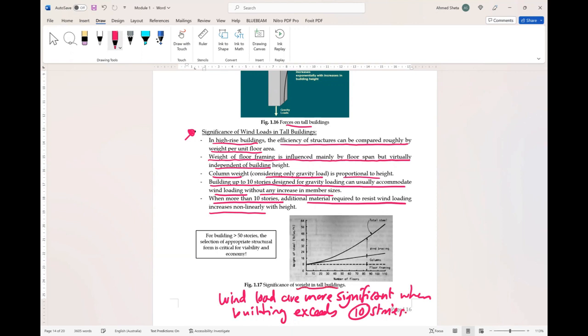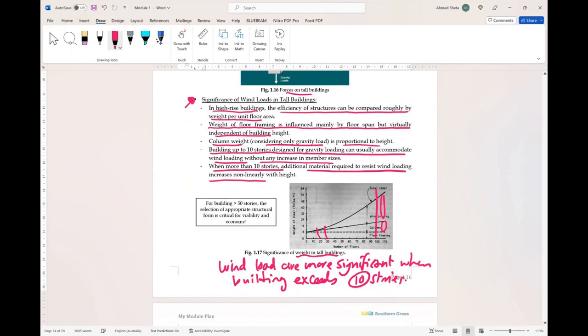And this figure is showing the significance of weight in tall buildings. As you can see, when the number of floors increases, the lines are close up to here, say here. But you can see here how much the gap is at 100 stories. So this is the column and this is the wind. So the wind is more significant, and the size of the sections mainly relies on the wind, not the gravity load.